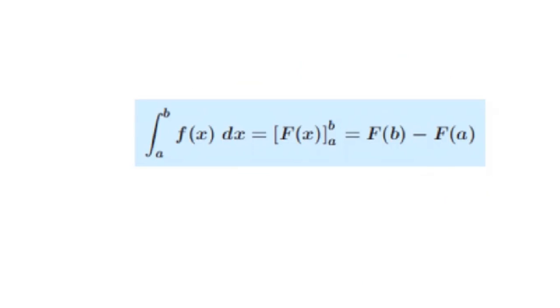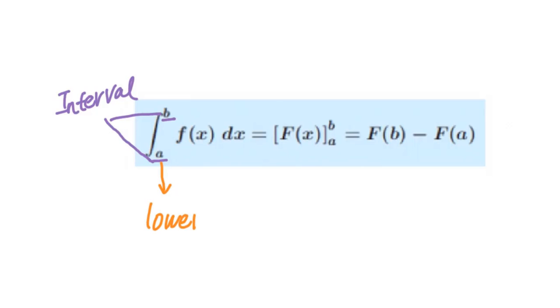For the definite integral, this will be the formula. For this a and b, we call a, b the interval. For this a, we have another name, lower limit. For this b, we call upper limit.